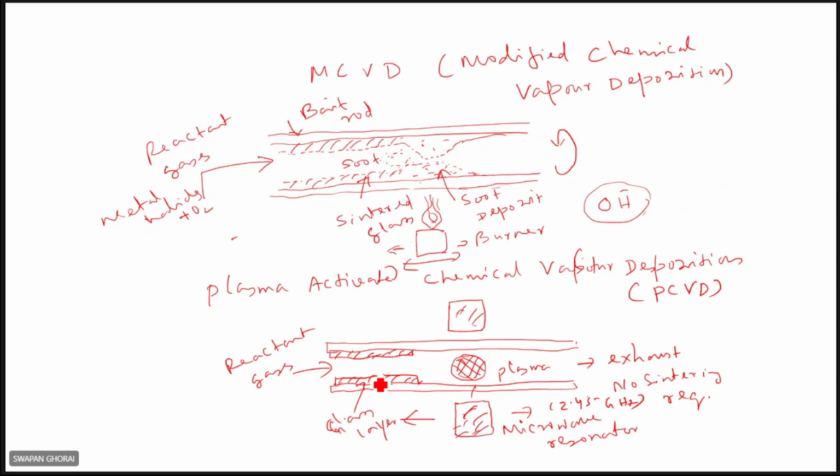After a certain length of deposition, whole thing is again similar to the MCVD technique. It is heated so that it can collapse to a solid rod preform. So that is the plasma activated chemical vapor deposition technique, right? In all these cases, preform is made, but let us see how the preform is used.